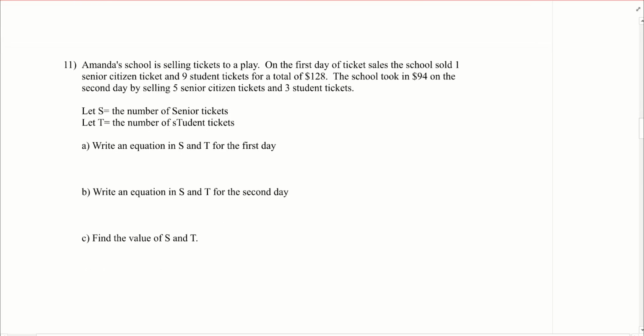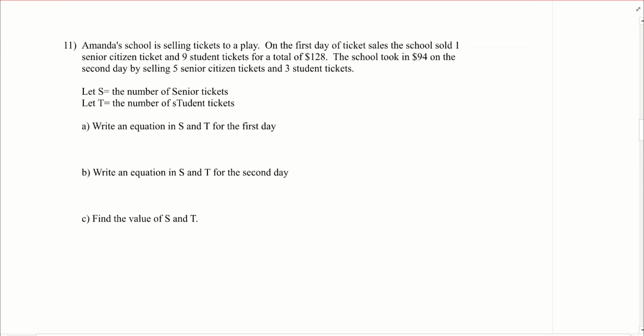Okay, on to some word problems. The first thing we need to do, like I said in class, is change this. This should not be number, but it should be price of a senior ticket, and then price of a student ticket. So Amanda's school is selling tickets to a play. On the first day, they sold 1 senior ticket and 9 student tickets for a total of $128. And then they took in $94 on the second day by selling 5 senior citizen tickets and 3 student tickets.